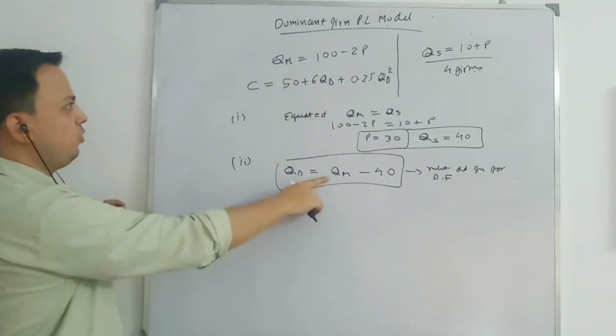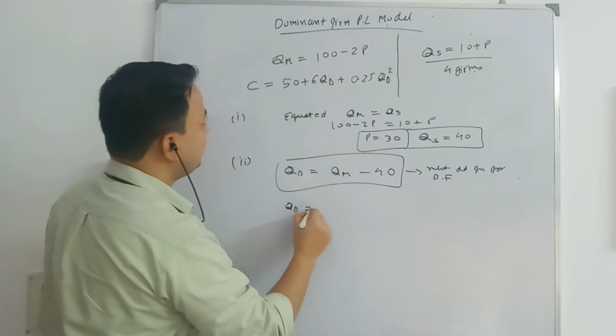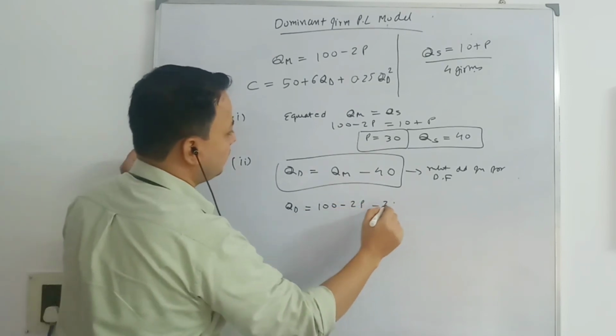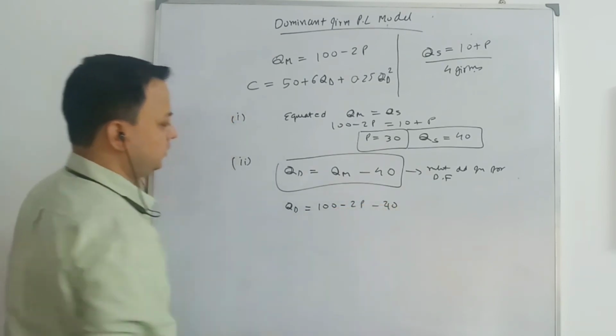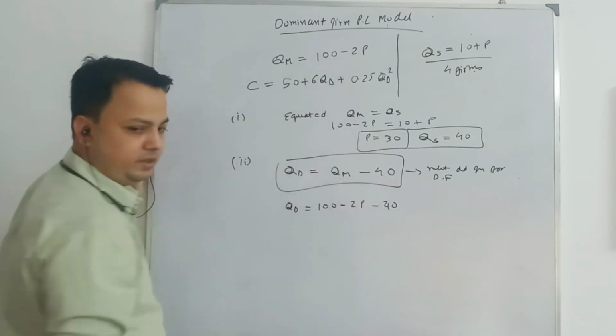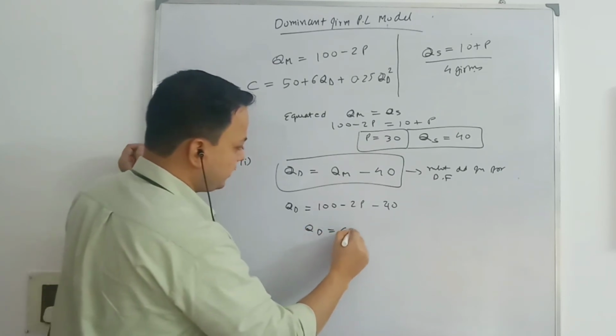What is my QM? QM is this one. Just put it. QD equals 100 minus 2p minus 40. So QM is 100 minus 2p, and I place here minus 40. Then we subtract. You will get QD equal to 60 minus 2p.